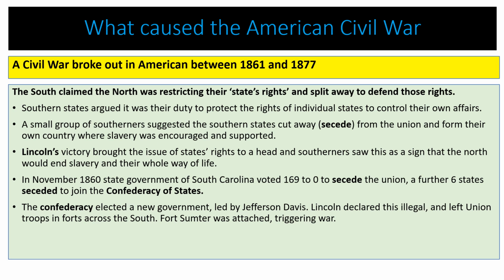Lincoln's victory in the 1860 presidential election was crucial. It brought the issue of states' rights to a head, and Southerners saw this as a sign that the North would end slavery and their whole way of life. In November 1860, the state government of South Carolina voted 169-0 to secede from the Union, and a further 6 states, including Mississippi, Florida, and Texas, seceded to join the Confederacy of States. The Confederacy elected a new government led by Jefferson Davis. Lincoln declared that this was illegal, and he sent Union troops across the South. Fort Sumter was attacked, triggering the war.